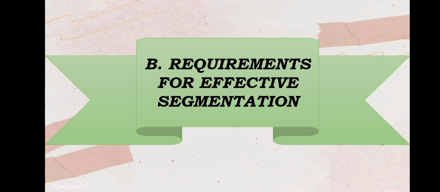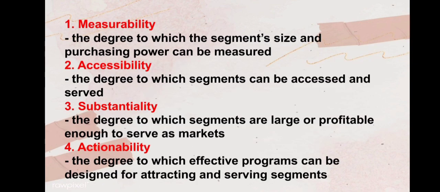Requirements for effective segmentation. First is measurability, the degree to which the segment size and purchasing power can be measured. Second is accessibility, the degree to which segments can be accessed and served. Substantiality, the degree to which segments are large or profitable enough to serve as markets. Actionability, the degree to which effective programs can be designed for attracting and serving segments.